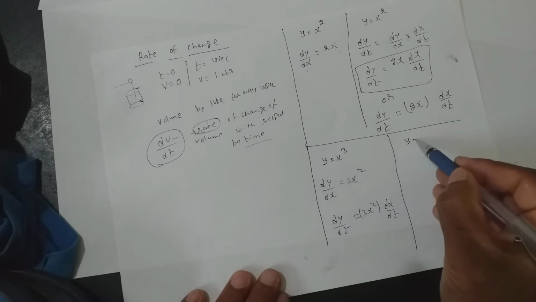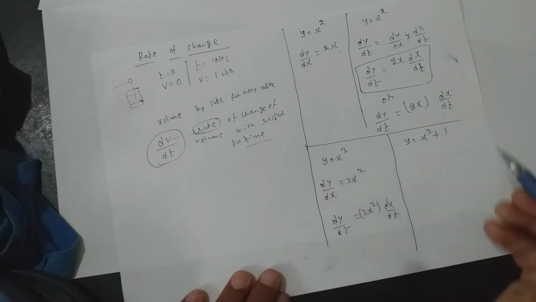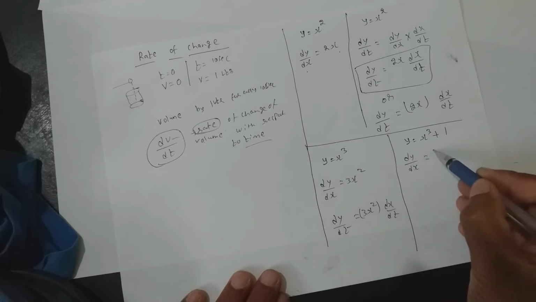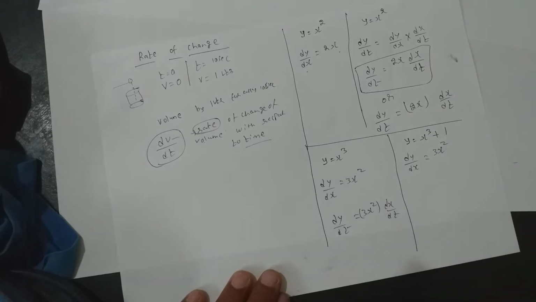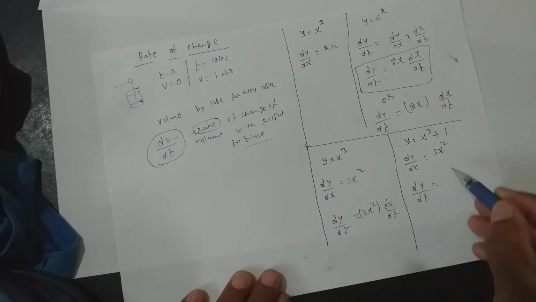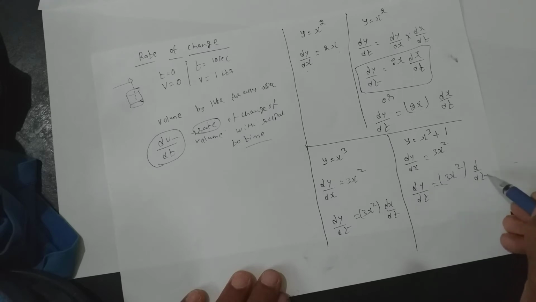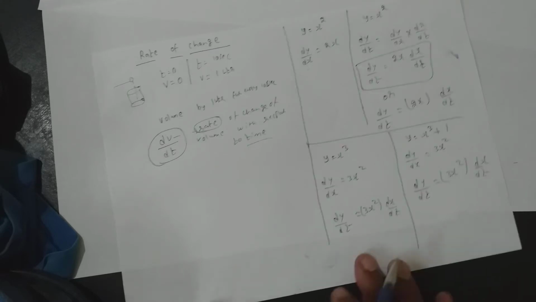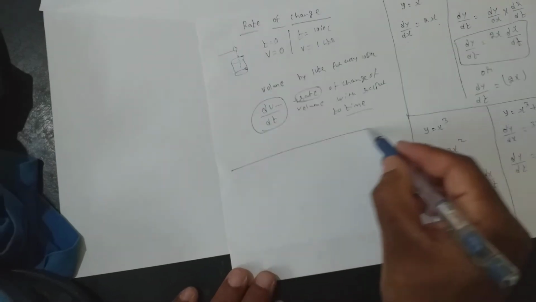Now if it is y equal to x cube plus 1, how much will dy by dx be? First write this at a corner, so that it will be easier. 3x square. Then dy by dt equal to whatever you got for dy by dx, that you put, and at last d by dt of whatever letter is there. Is it clear? Or else one more example.